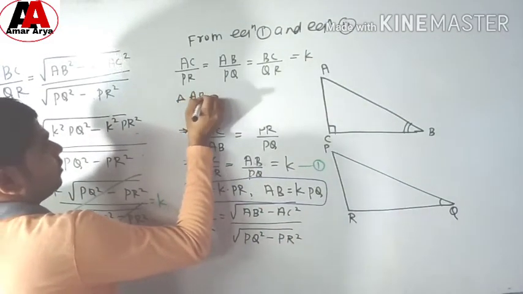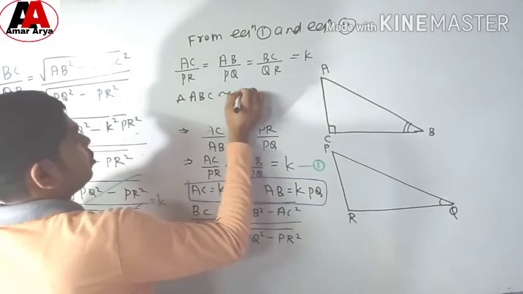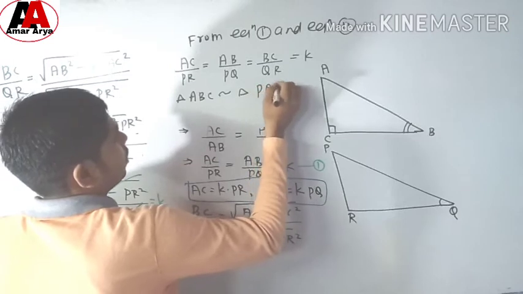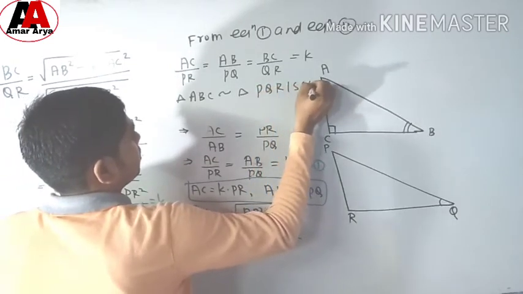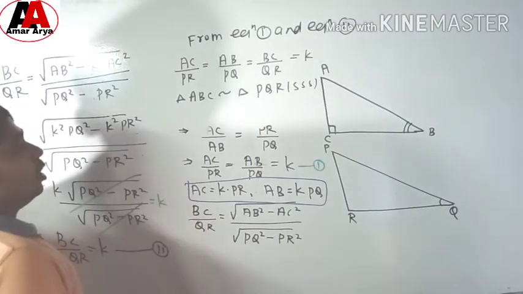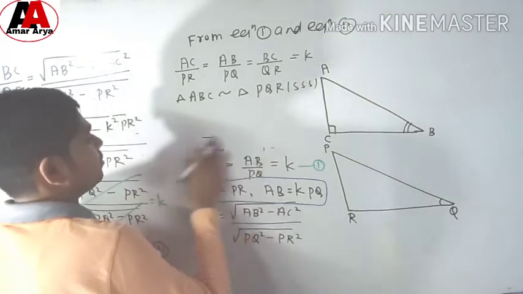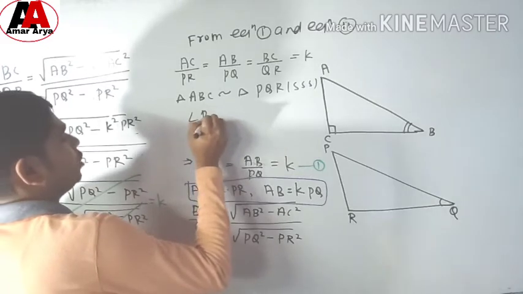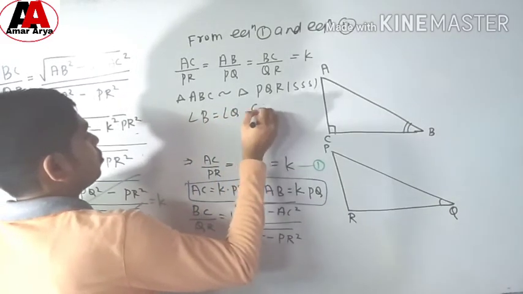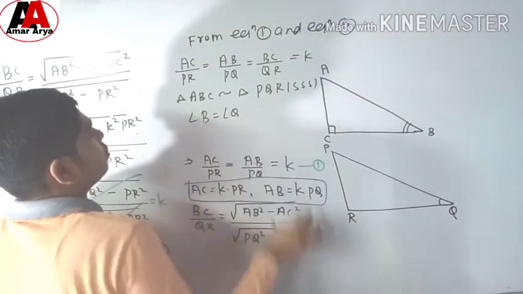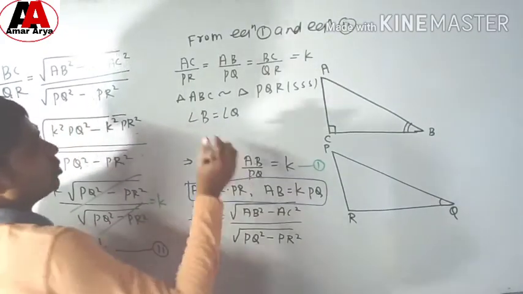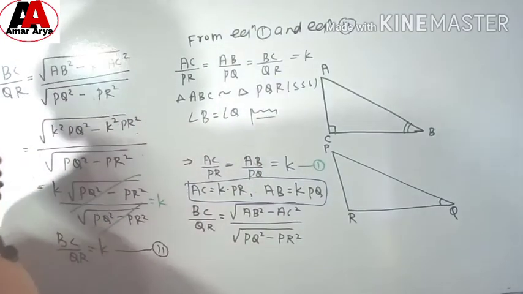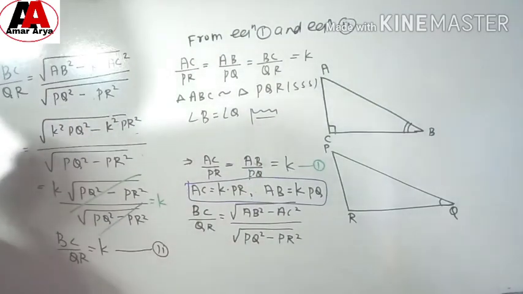So triangle ABC is similar to triangle PQR with the help of SSS similarity. And if the triangles are similar, then we can write angle B equals angle Q due to similarity. So that is the proof. Okay, so this is the question. You should try to practice it.